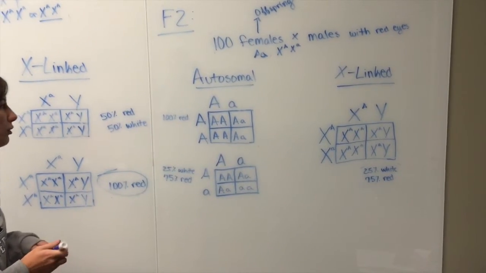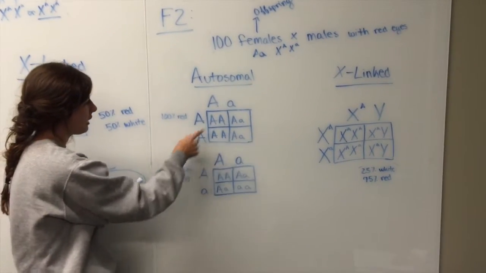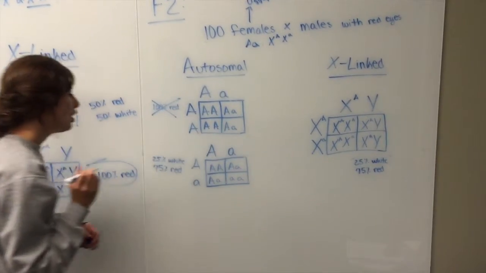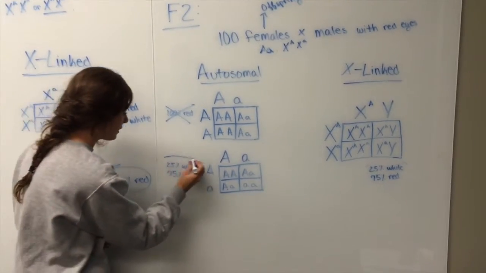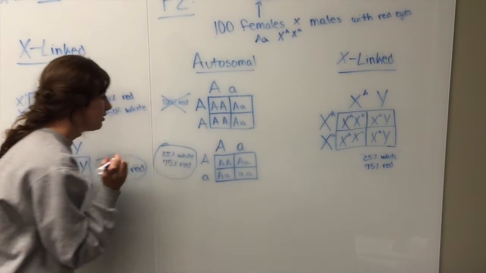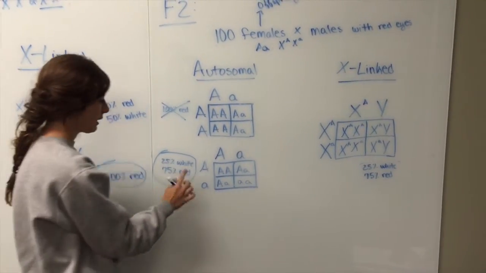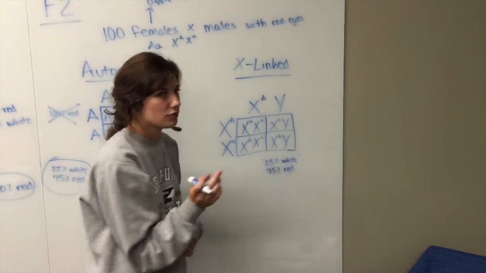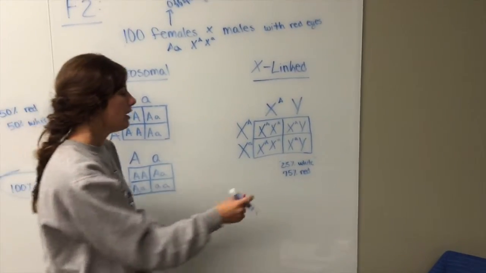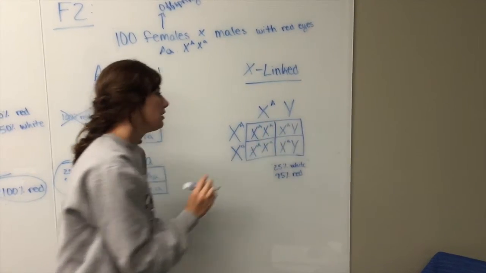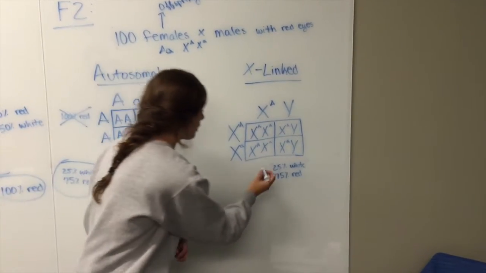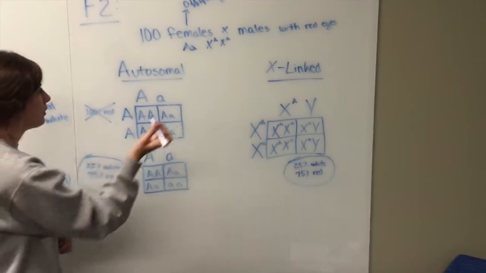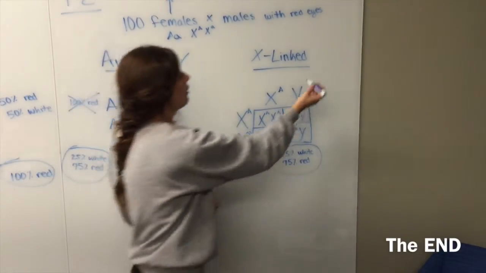And when we crossed them, we found that big A big A has 100% red, which is not what the requirements wanted. The requirements want 25% white and 75% red. So the genotype for the male was big A little a. And for X-linked, the only genotype that the male can have is X big A Y. So we crossed it and it also came out 25% white and 75% red. So it could be both autosomal or X-linked.